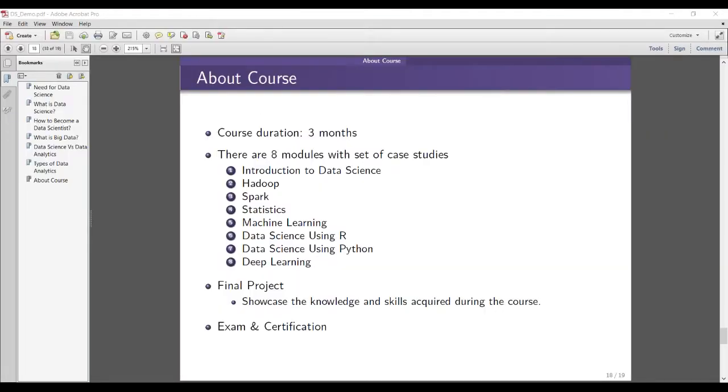Currently, I am working on SAP HANA. So, how will I move from SAP HANA to data science?